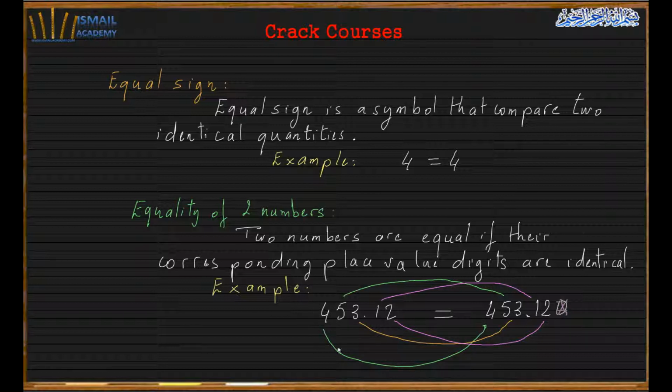The corresponding place values must be identical. The hundreds in the first one must be the same as the hundreds in the second one. The tens in the first must be the same as the tens in the second. The ones must be the same, the tenths must be the same, and the hundredths must be the same. Then I can conclude that those two numbers are equal. This is how to check if two numbers are equal or not. You see, we just use place value here.